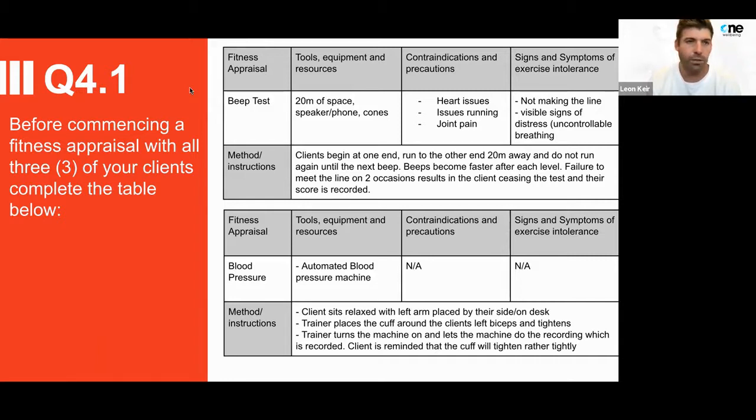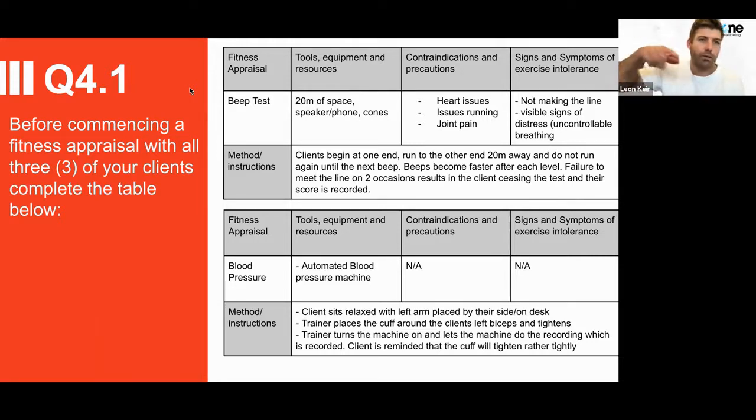So whilst they're doing the test, what are some things that we're looking out for? Well, like not making the line is easy. Visible signs of distress, like they can't control their breathing, they're really heavy in the face, they're feeling dizzy, lightheaded, or anything like that would be signs and symptoms. So with methods, guys, it's pretty easy.